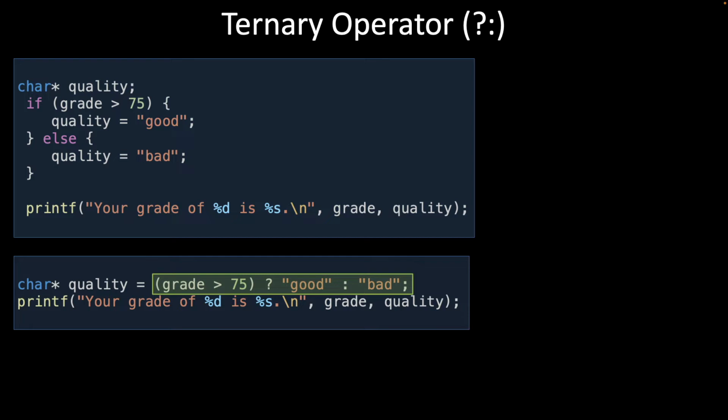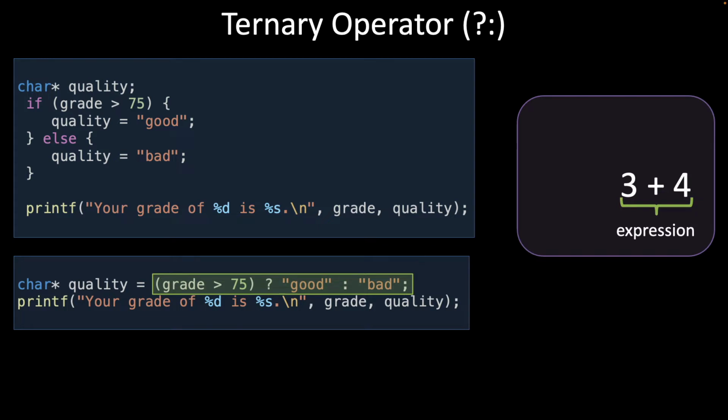So in general, the ternary operator is part of an expression that evaluates to some value. So let me use this terminology in a more familiar context. 3 plus 4 is an expression. It's an expression that uses the addition operator to produce the value 7. You can draw a loose parallel between the addition operator and a function that takes 3 and 4 as parameters and produces 7 as the return value.